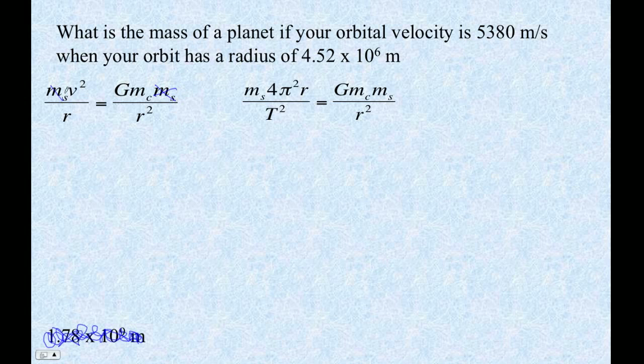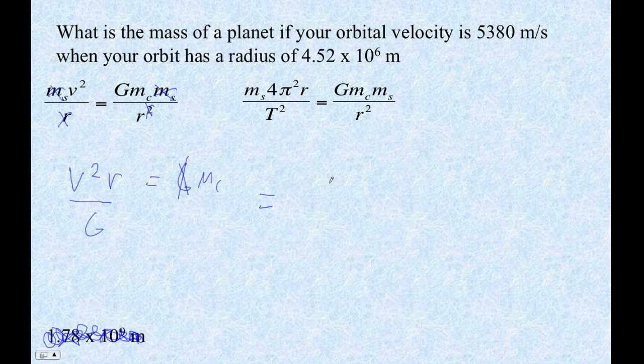Got to use this guy, right? Uh-huh. Satellite mass cancels. We are going to get rid of one R. So then we get v squared R equals G MC. I guess what we do is divide by G, right? Divide by G. Right, so just cross multiply, and that's a 1 there.